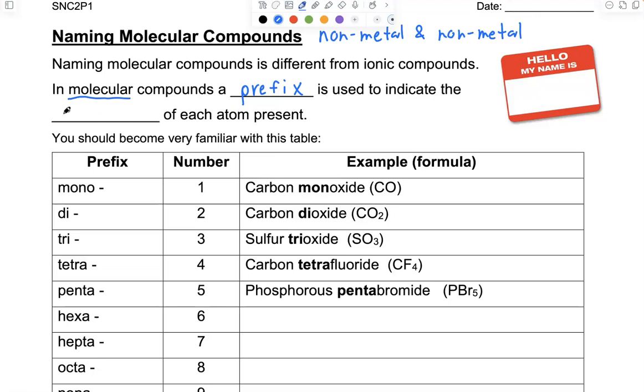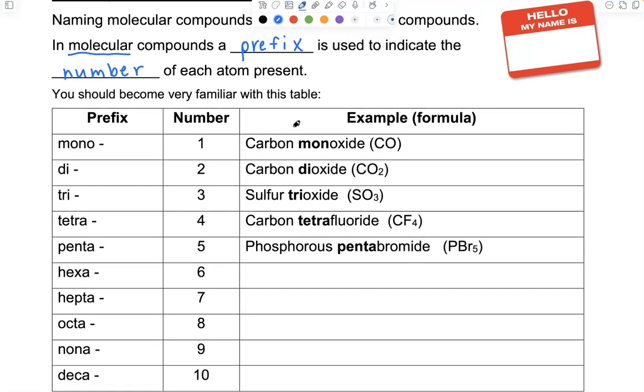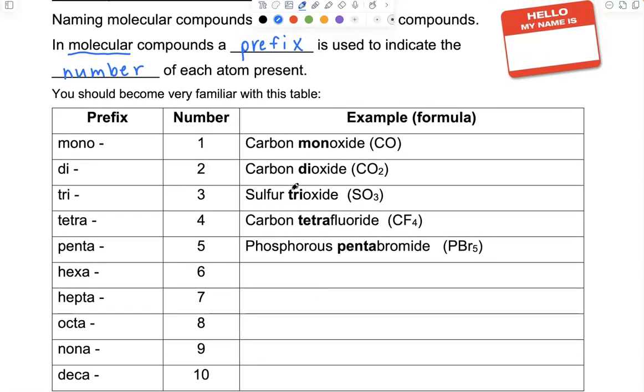Okay? And this indicates the number of each atom that is present. Okay? So for example, when there's one atom, we're going to use this prefix of mono. 2 di, 3 tri, 4 tetra, 5 penta, 6 hexa, 7 hepta, 8 octa, 9 nona, and 10 deca. So as an example, if we have something like CO, okay, we call this carbon monoxide. Since we have CO2, we write this using the carbon dioxide.